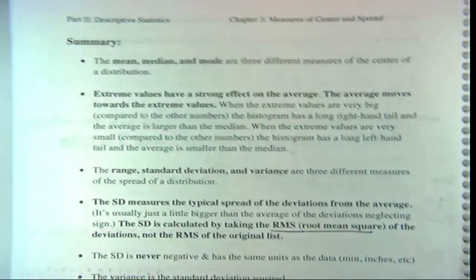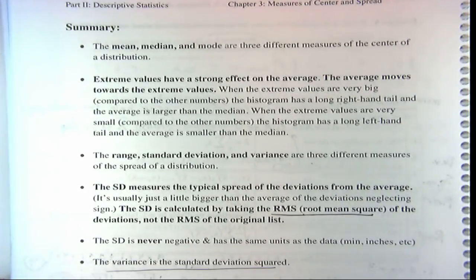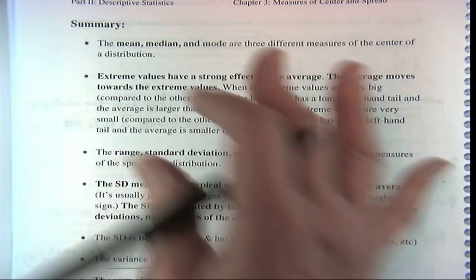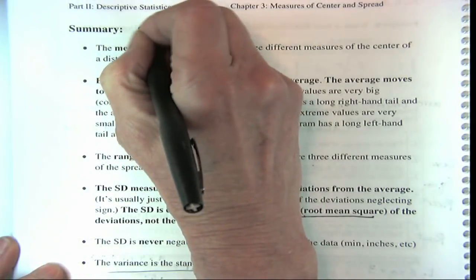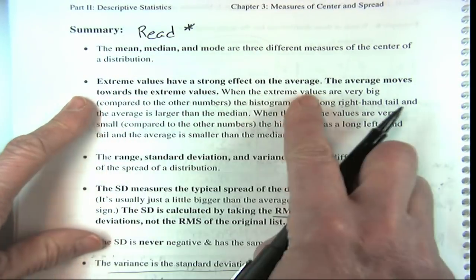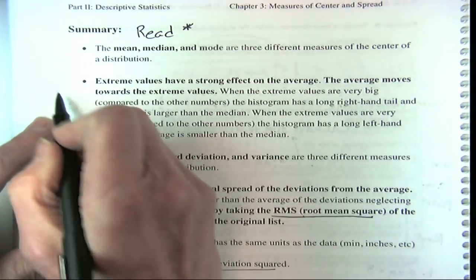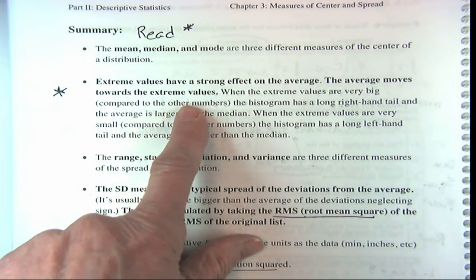And so now, let's look here. Let's make sure all these properties I just talked about are summarized here. So if you're ever unsure about anything, always read the summaries. Like we talk about how extreme values have a strong effect on the average. The average, we talked about that last time, moves towards the extreme values.